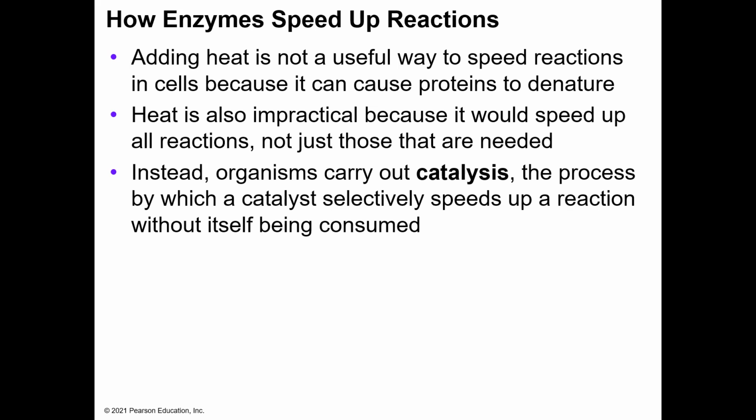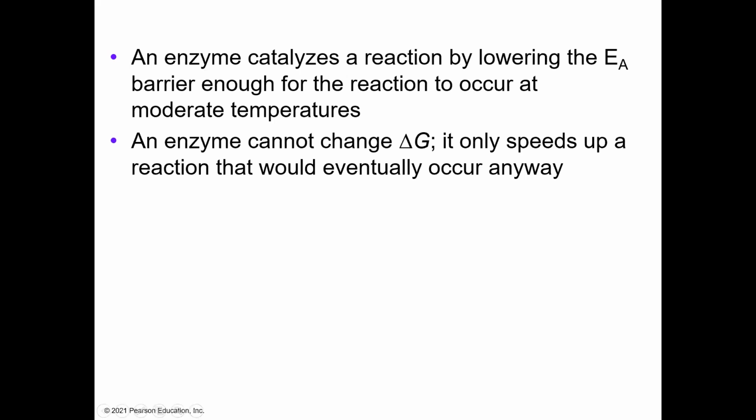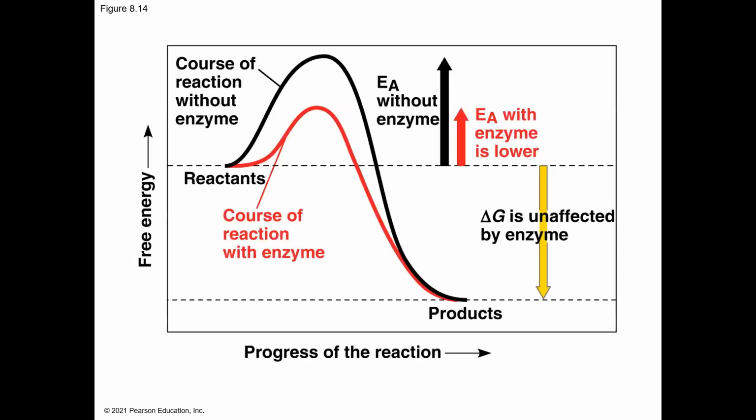So, instead, organisms use catalysis, the process by which a catalyst selectively speeds up a reaction without itself being consumed. So, an enzyme catalyzes a reaction by lowering the amount of activation energy needed for the chemical reaction to occur. An enzyme cannot change the free energy; it only speeds up a reaction that would eventually occur anyway.